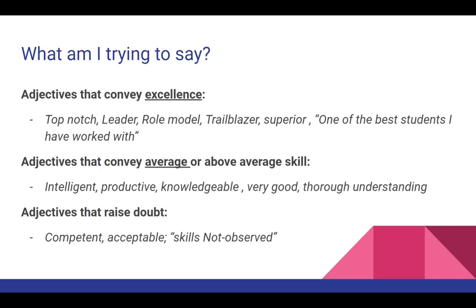And then pay attention to the adjectives you're using. Adjectives can convey a different meaning depending on the reader. And sometimes we use adjectives a lot that we think are positive, which aren't necessarily negative, but may not convey what you're trying to convey. For example, adjectives that convey excellence would be things like top-notch, leader, role model, superior, one of the best students I've worked with. For medical students, adjectives that convey that they're about average are things like intelligent, productive, knowledgeable. Again, not bad adjectives, but things that don't convey excellence. And then doubt raisers are things like competent, acceptable, or saying that their skills were not observed.